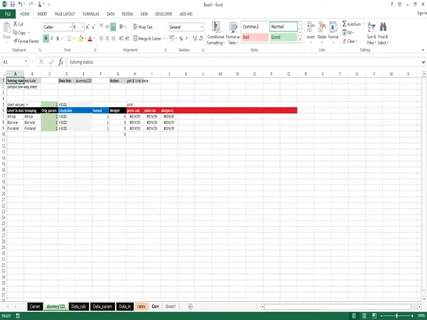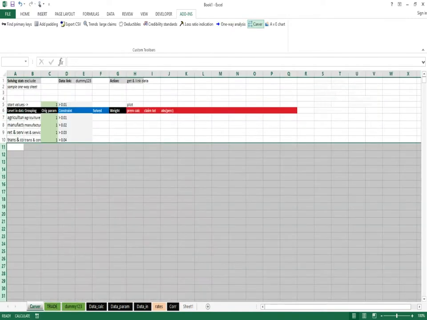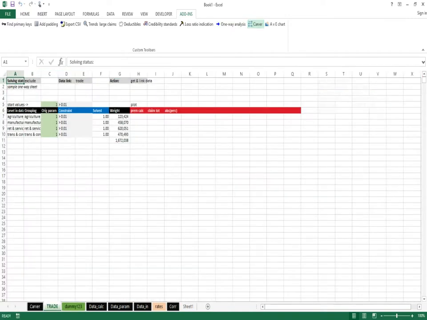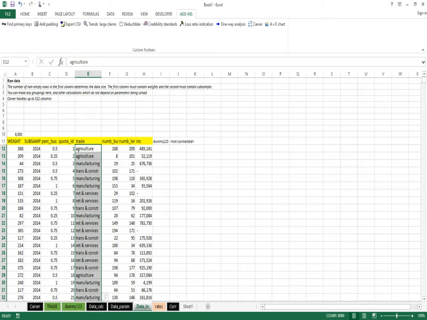And I'll start by doing trade. Here I'll select that we want this to be connected to trade, and then I will click Carver. And what Carver does now, it summarizes all the underlying data by trade. So we can see there are 4 different unique trade values. These are the 4 unique values of the trade column in the data.